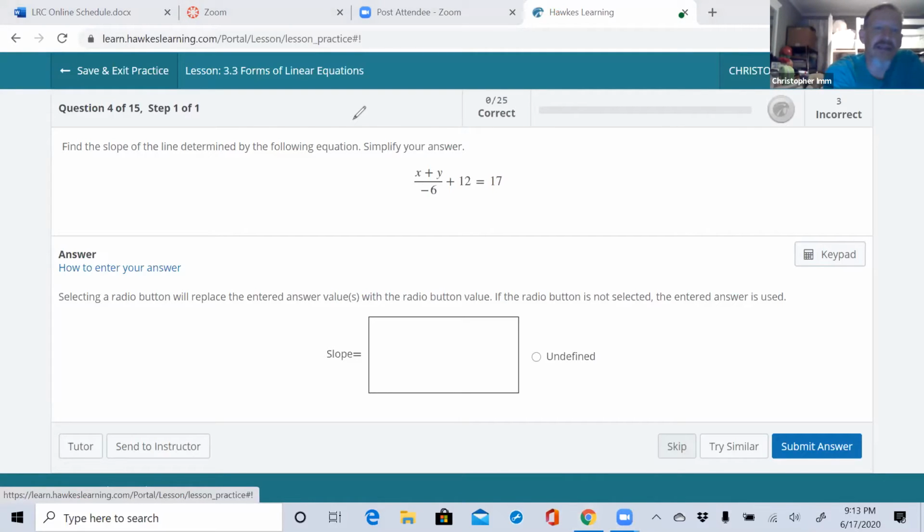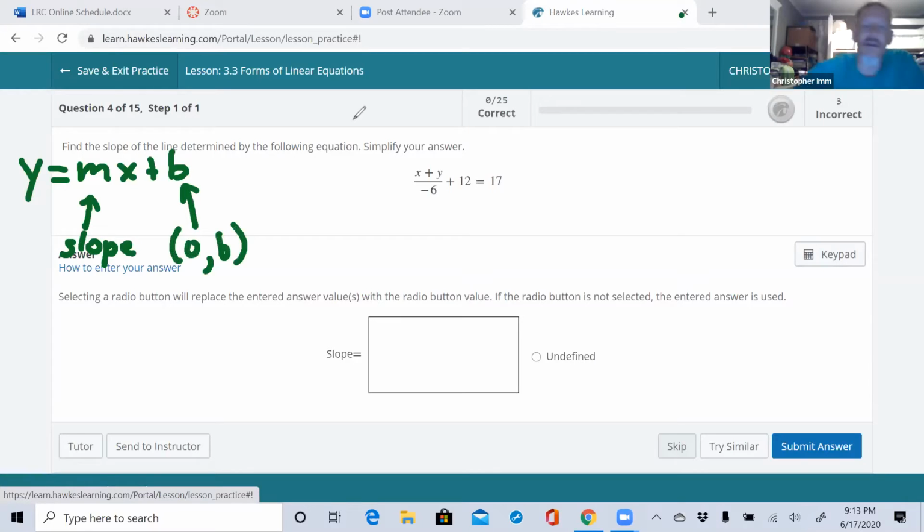If I can get that equation into the y is equal to mx plus b form, my m, whatever is in front of the x, is going to be my slope, and my b is going to be the y-coordinate of the y-intercept. So I will have another point on my line, (0, b). Okay, the way to solve this equation is to get rid of that fraction.